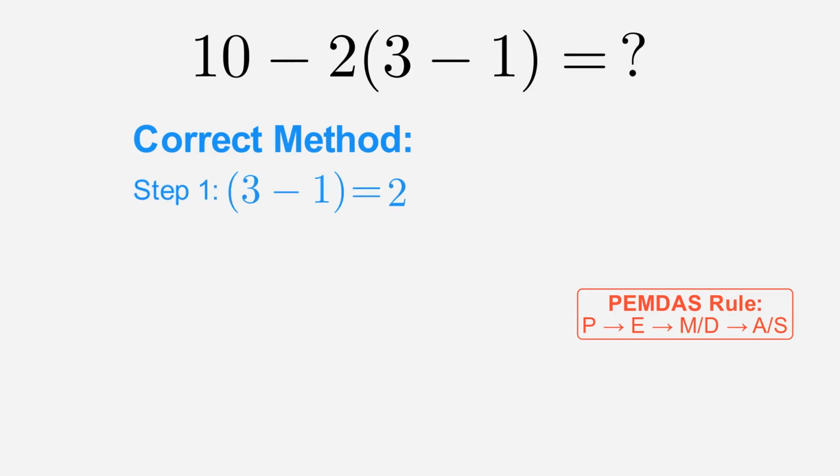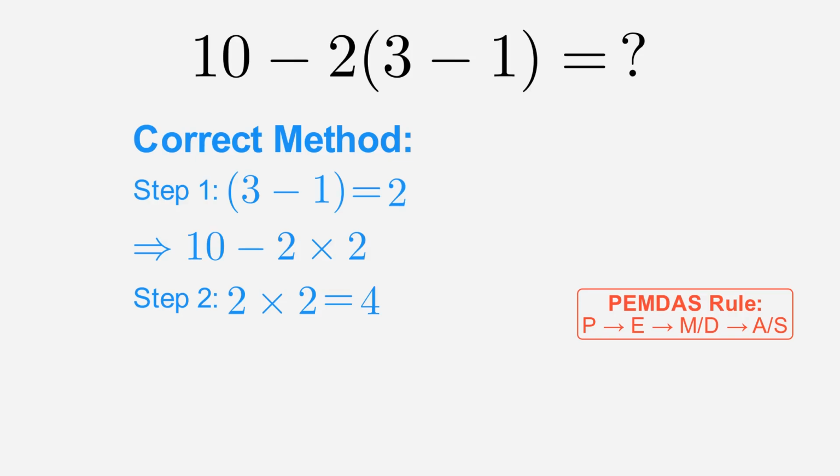Parentheses first. 3 minus 1 is 2. Now you have 10 minus 2 times 2. Multiplication next. 2 times 2 is 4. Finally, 10 minus 4 equals 6. The answer is 6. Not 8, not 16, 6.